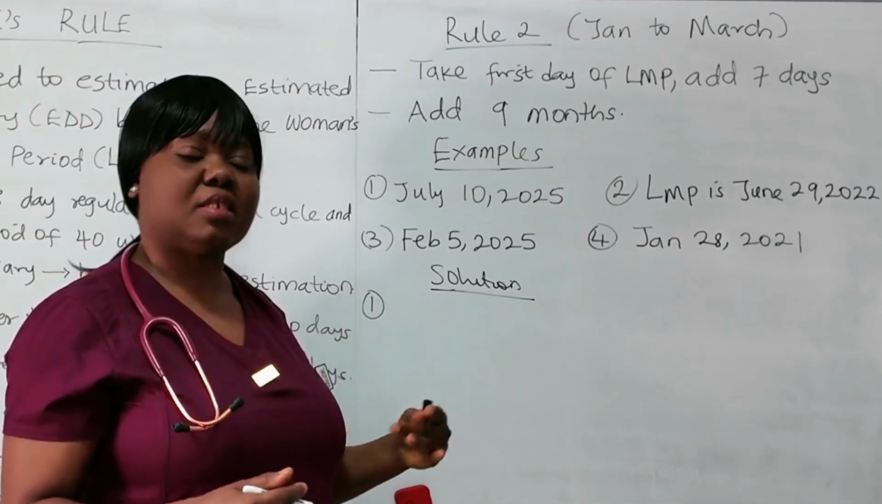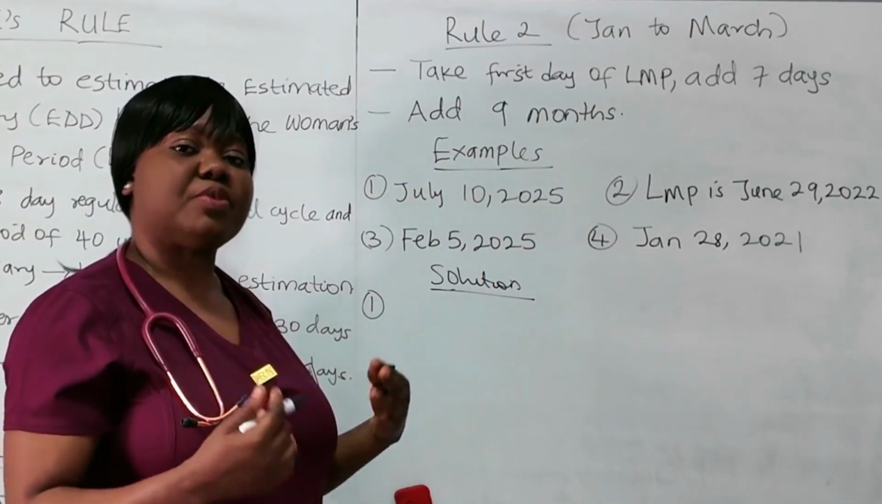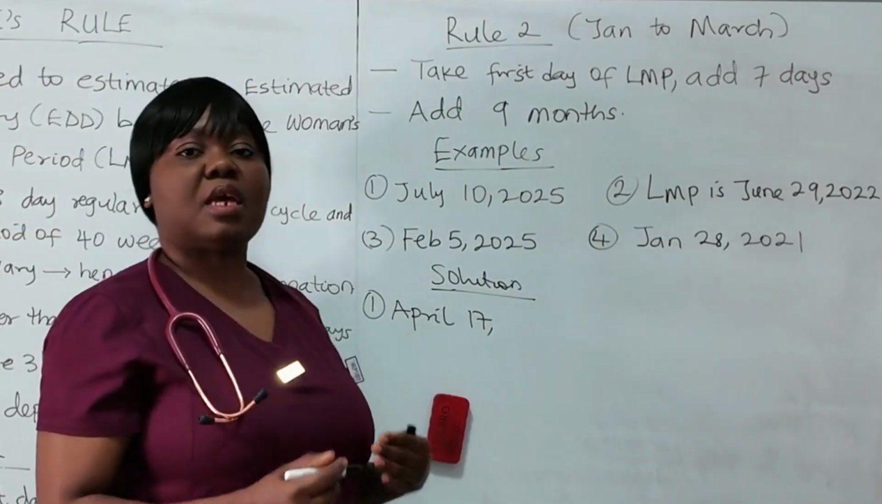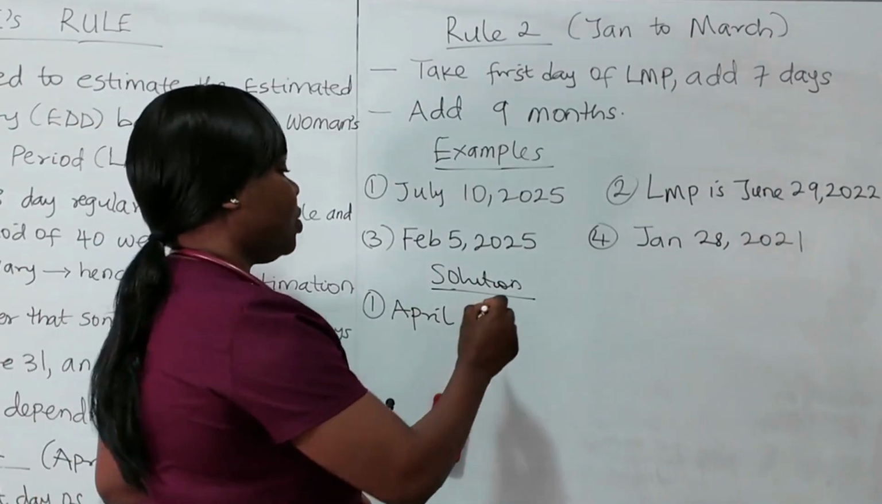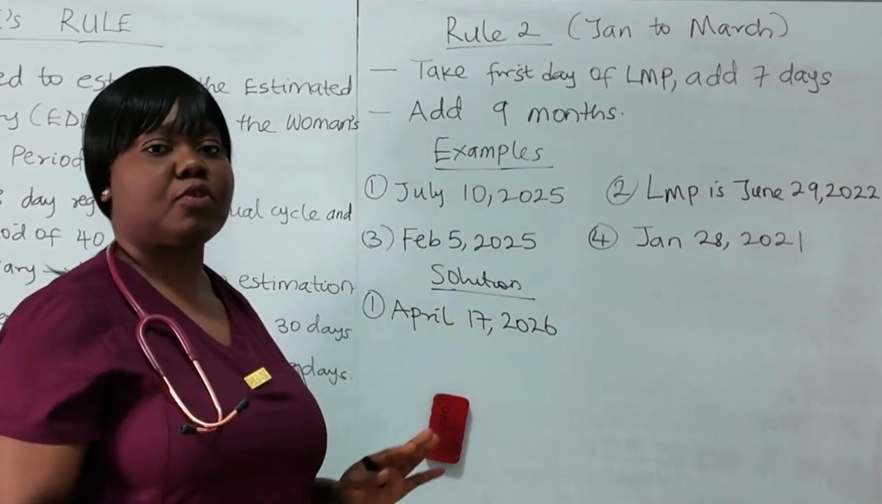Now we're not ending at 10. We add 7 days to April 10. It becomes April 17. So we're looking at April 17. And the last step is to add 1 year. So if we add 1 year to 2025, it becomes 2026. That will be the answer for the first one.